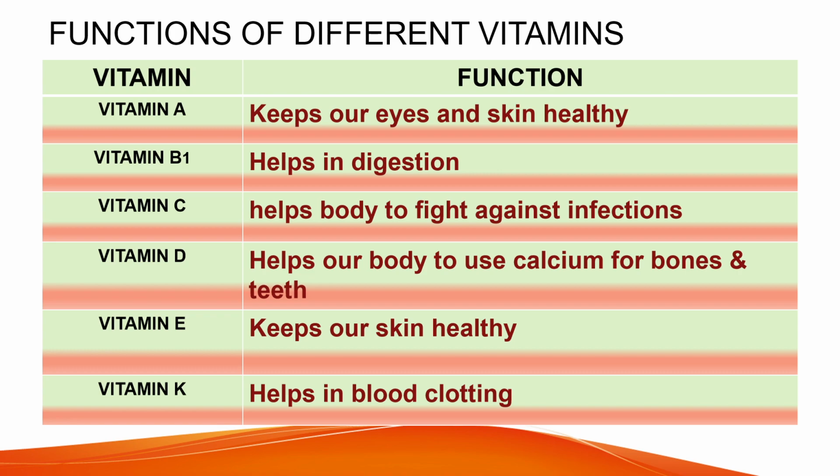Vitamin D helps our body to use calcium for bones and teeth. विटामिन डी हमें हेल्प करता है ताकि हम कैल्शियम को अपने बोन्स और टीथ के लिए यूज कर सकें. विटामिन ई, it keeps our skin healthy. And vitamin K, it helps in blood clotting.